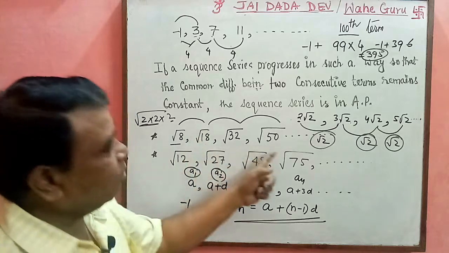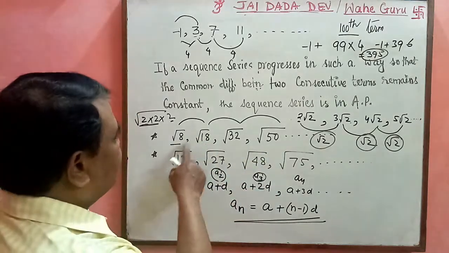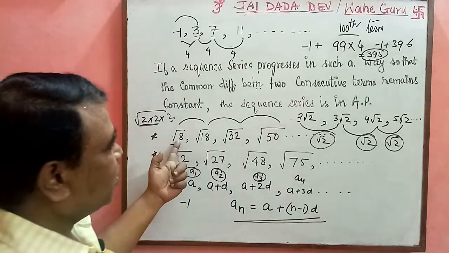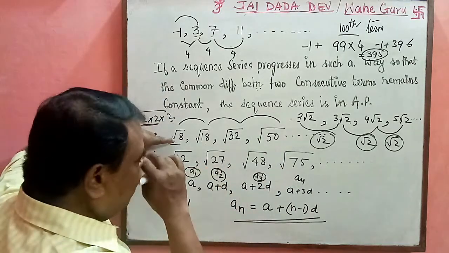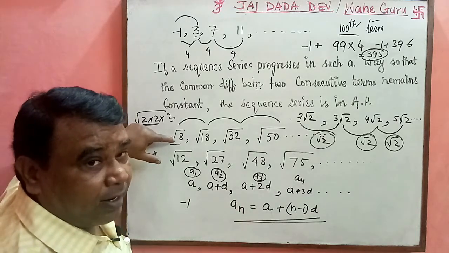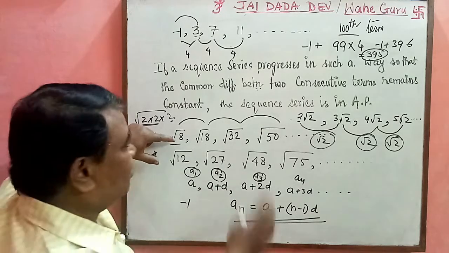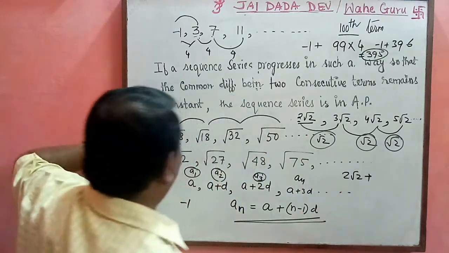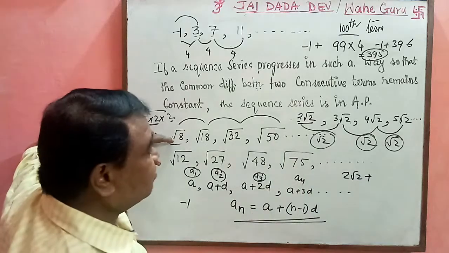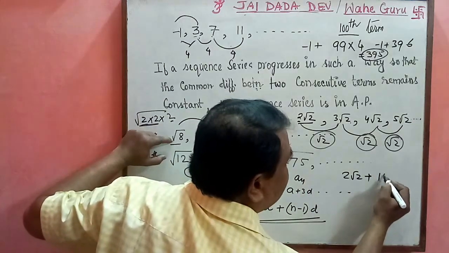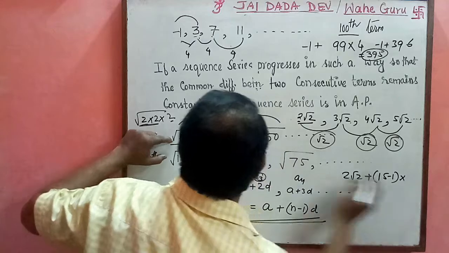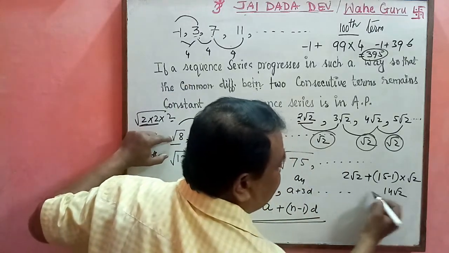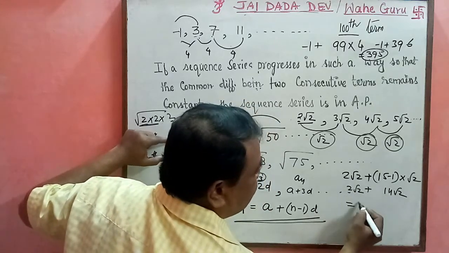And we can also find any term of this AP. This is first, second, third, fourth. If I ask you to find the 15th term of this AP, then for the 15th term we will multiply d with 14 and add the first term. The first term is 2 root 2. So this is 2 root 2 plus 14 into the common difference, which is root 2. This is 14 root 2, and this is 2 root 2. So this is 16 root 2.